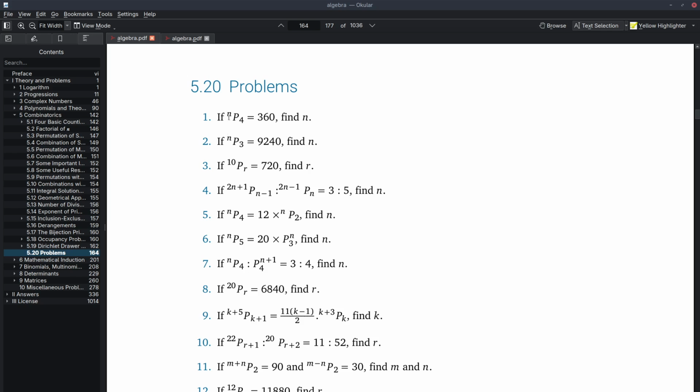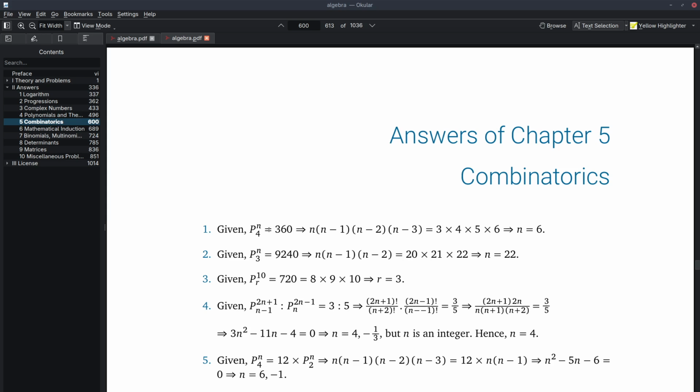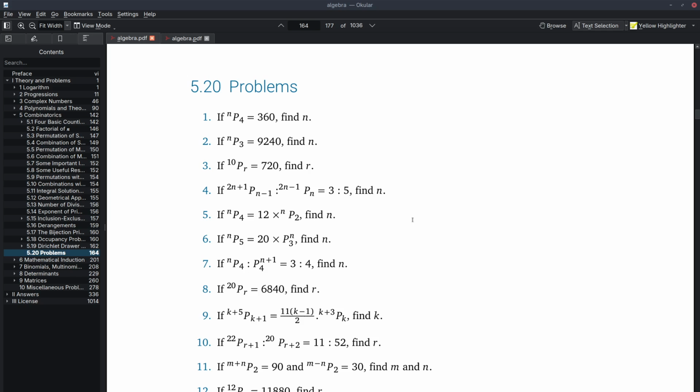First question says that if nP4 is equal to 360, find n. So by formula, we know that nP4 is equal to n into n minus 1 into n minus 2 into n minus 3, which is equal to 3 into 4 into 5 into 6, which is 360. So we observe that n is 6.